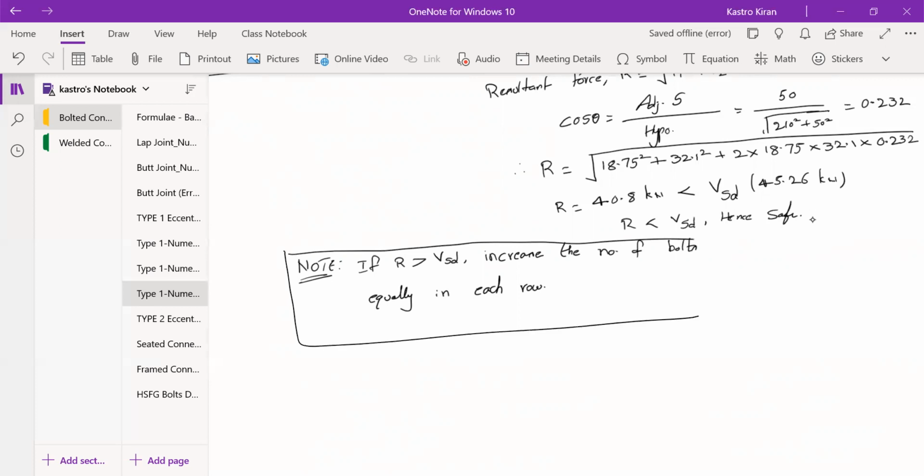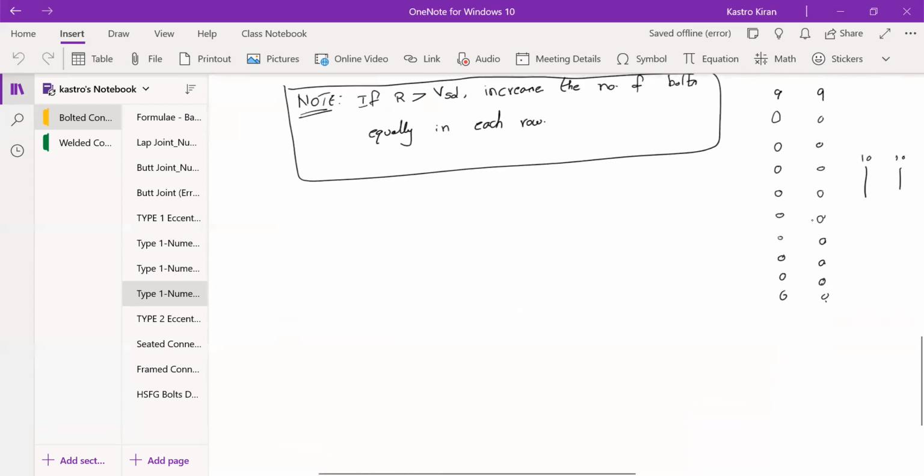What does this statement indicate? Suppose you have to increase 9 bolts. That means you have to provide 9 bolts in both the rows. How many bolts one row consists of, the same number of bolts the other row should consist of. Suppose you are increasing 10 bolts: 10 bolts should be added in the first row and 10 bolts in the second row. That's how you can check the resultant force, and this is how you can design the bracket connection.